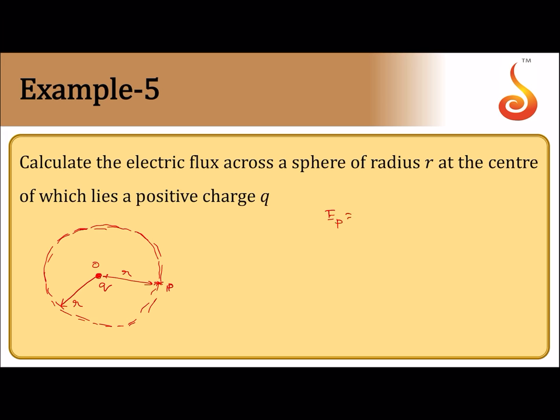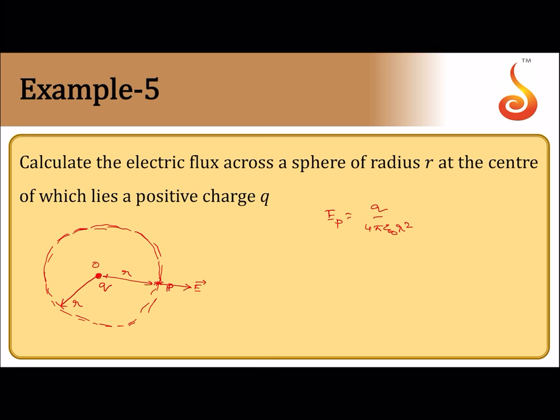Therefore, what is your electric field at P? Gauss's law, Coulomb's law, electric field, we already know. Electric field is nothing but q by 4 pi epsilon naught r squared, the electric field due to a point charge placed at the center of the sphere. Simple. Now, what's the direction of the electric field? It's a positive charge, so it will be radially outward. So, direction of the electric field will be outward, E bar.